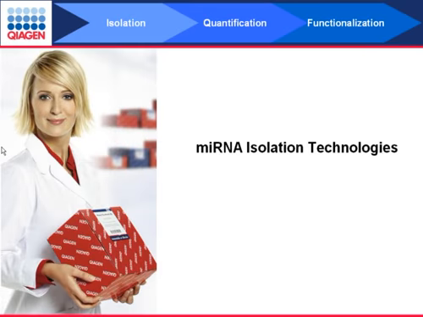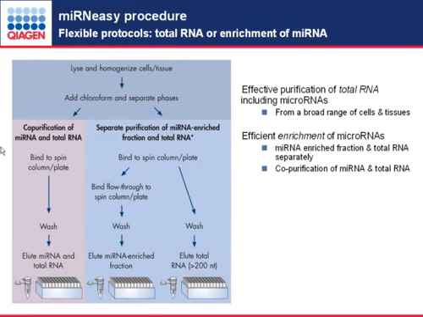Now I'd like to turn to speaking about methodologies for microRNA analysis. As a first step in the analysis of microRNA, we need to isolate microRNA, and QIAGEN is naturally a place to turn for this technology. QIAGEN offers the miRNeasy kit that permits effective purification of total RNA, including microRNA, from a broad range of cells and tissues. And the workflow is shown here on the left, where you first lyse and homogenize your cells or tissues. You add chloroform and separate the phases. And you can purify microRNA and total RNA together.